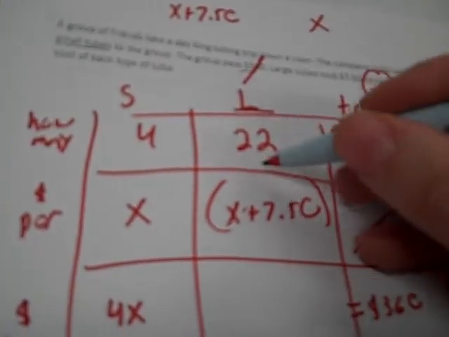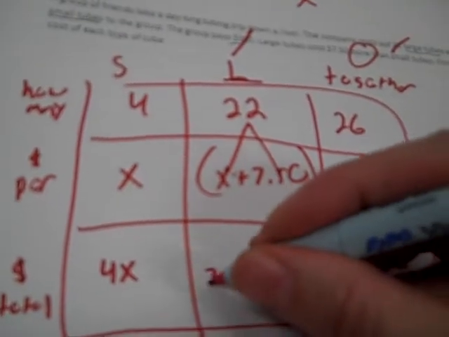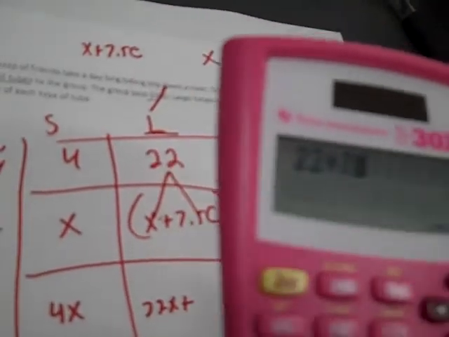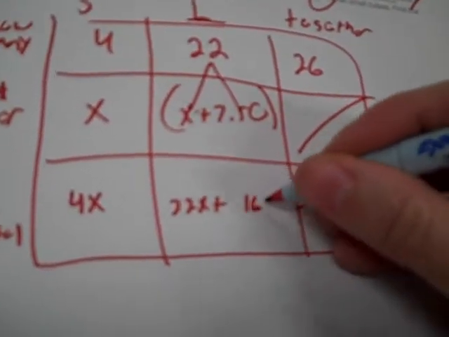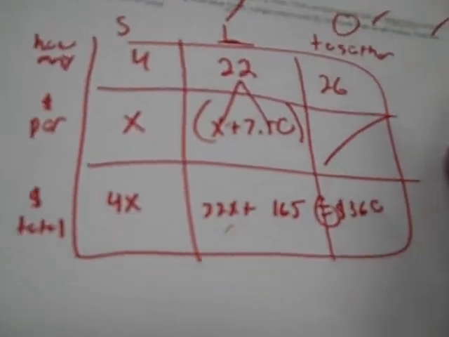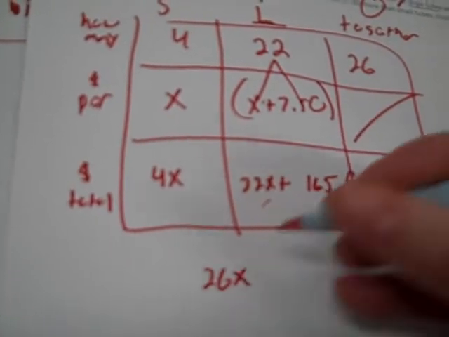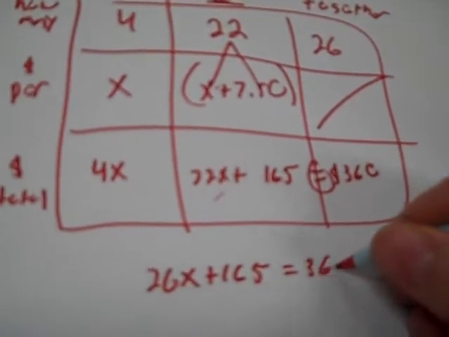Okay, so 4 times x is the expression 4x, and then here I have another expression, but I need to distribute 22 to both of those with that plus sign, so it's 22x. And 22 times 7.50 is 165. Okay, now here's my equals. You want to add the x's right now, okay? 4x and 22x make 26x, and then I add 165, and then equals 360.